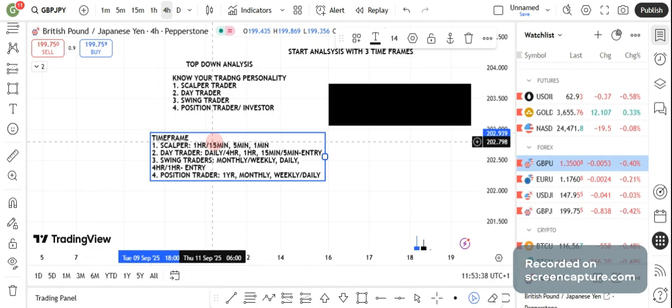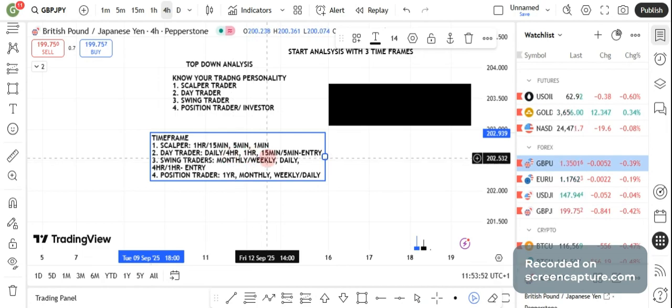You have to know how to interpret. You have to be able to interpret what the higher time frame is saying, and be able to interpret what the lower time frame is saying. So that is the work of top down analysis. Top down analysis helps you to interpret what the higher time frame is saying and what the lower time frame is saying.